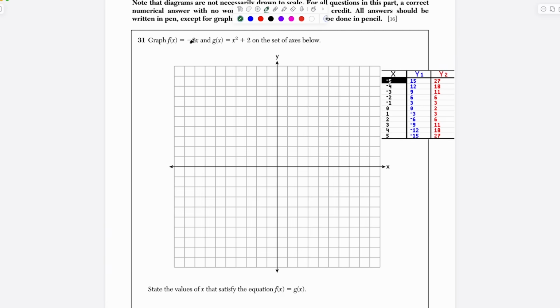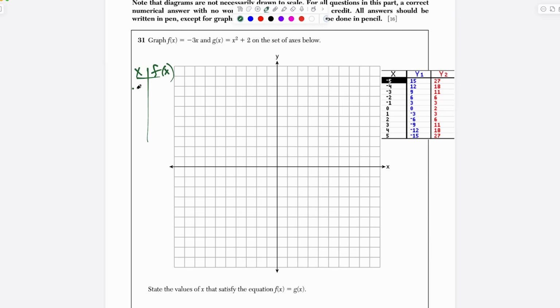So first I'm going to write out the points for f of x. So we have x, and then we have f of x. And for this one, this is the linear one. So this is the one where the values are dropping by 3 each time. But I'm only going to pick the points here that actually show up on the grid. I'm not going to try to plot something like -5, 15, which flies off the page.